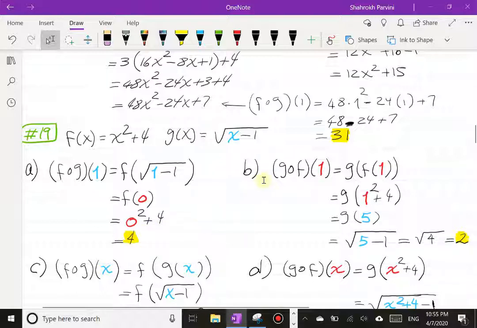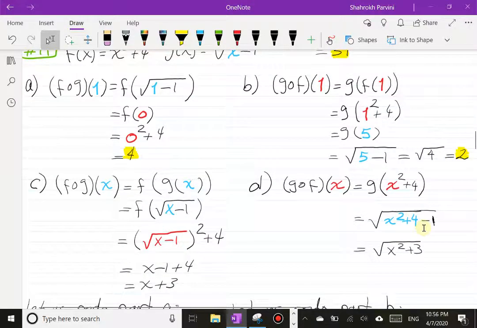In part B, the composition g of f of 1, this is the outside function, this one the inside function. I plugged in a 1 for x into f. F squares x and adds 4. So I squared it plus 4, I got 5. And then the square root of 5 minus 1. Now I'm going to g, which takes the square root of input minus 1. And that's input 5 minus 1, the answer is 2. So the answer to part A is 4, the answer to part B is 2.